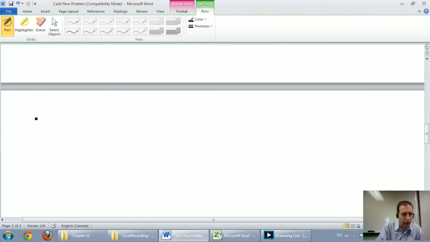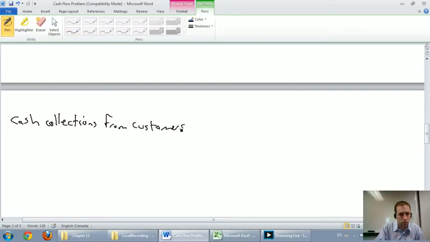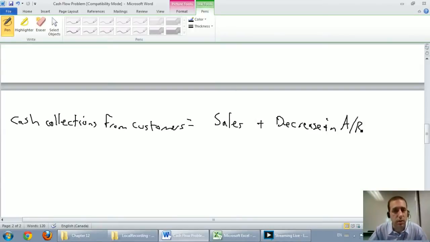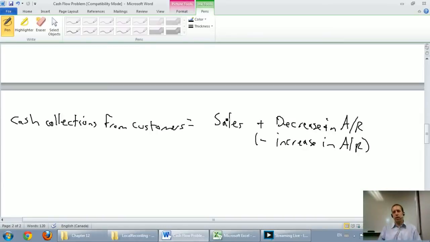But the formula I would use for cash collections from customers is sales, we said sales was involved, plus decrease in accounts receivable. Sales plus decrease in AR. Now a lot of times people say, and let me just put this in brackets, minus increase in AR. Sales is not a problem. People say, okay, I sell more, I get more money from my customers. I sell less, I get less money from my customers. The decrease and increase in AR is a little bit tricky for people to wrap their heads around, at least the first time. But I want you to think about how accounts receivable works.